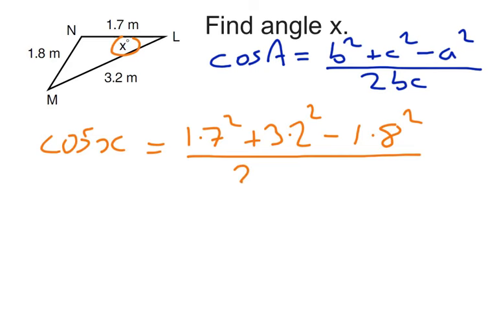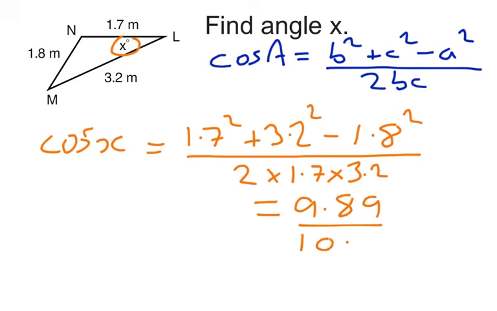Okay, and then that all goes over 2 times by B, which is 1.7, one of the ones that isn't opposite x, times by the other one that isn't opposite x, which is 3.2. We now calculate this, and we get a value of, on the top, 9.89, and on the bottom 10.88, which when we put that into our calculator we get 0.909, and it carries on going.